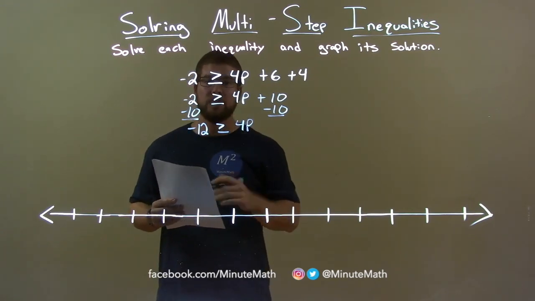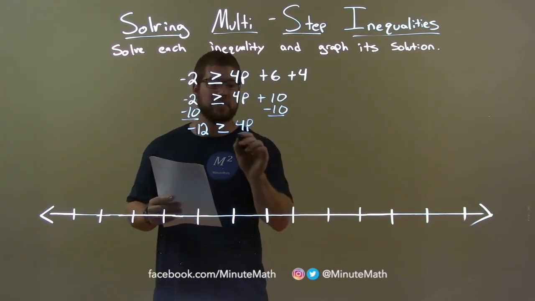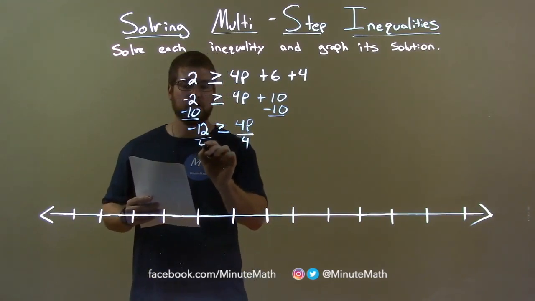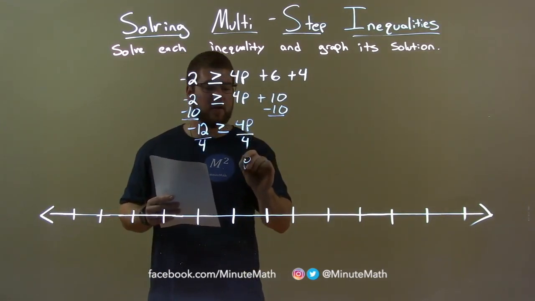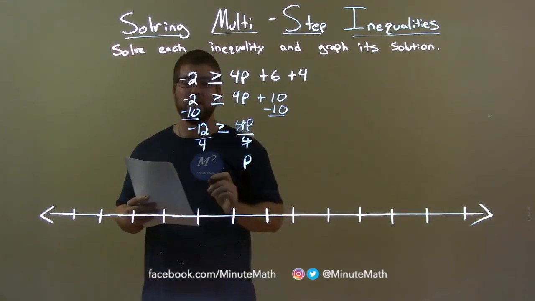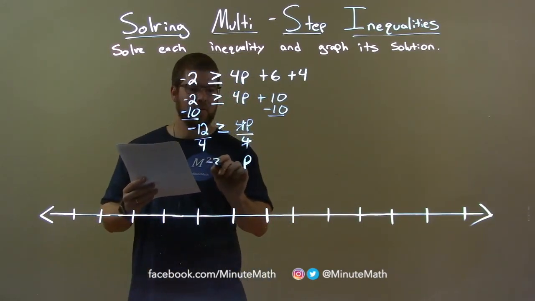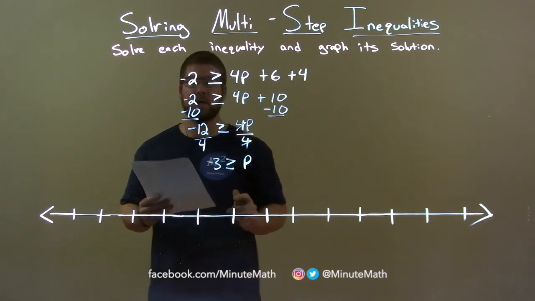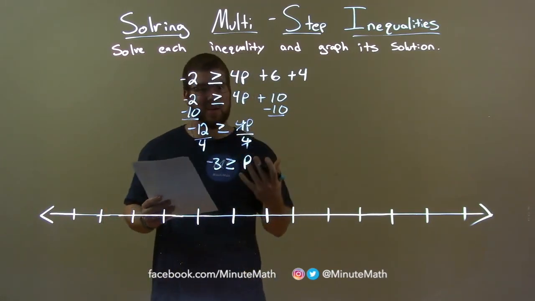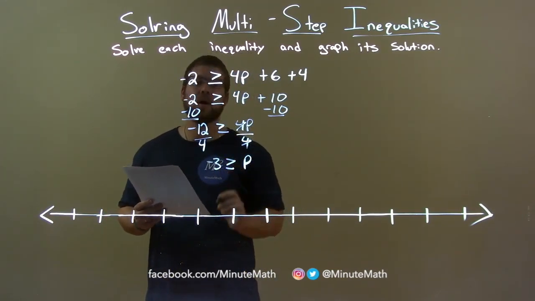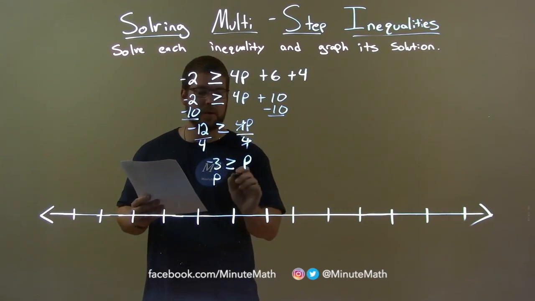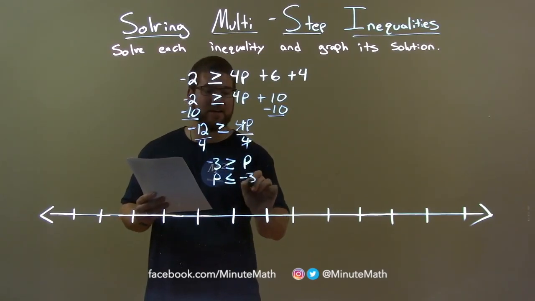That's multiplication. Opposite of multiplication, division. Divide both sides by 4, and we'll have p by itself on the right. Negative 12 divided by 4 is negative 3 here, and it's greater than or equal to p. We can rewrite this to have p come first, so negative 3 is greater than or equal to p, the same thing as p is less than or equal to negative 3.